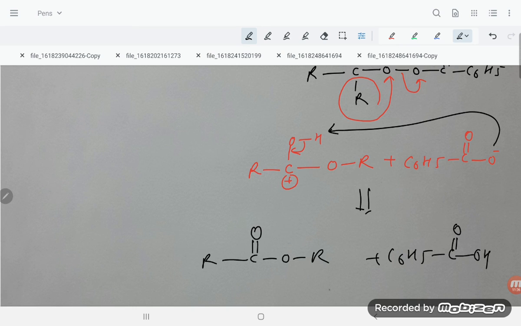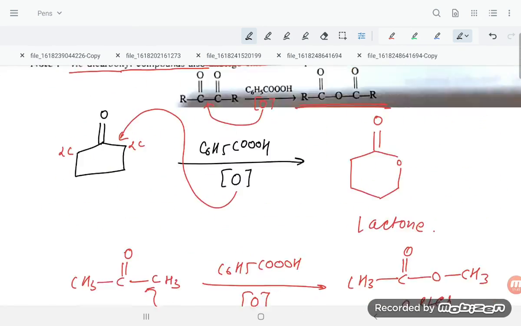So this is what is known as, student, acid, and this is forming, that is the ester. So this is all about the mechanism, student. To understand the mechanism, we need to practice again and again, so that we will be able to be very good and confident in this question.